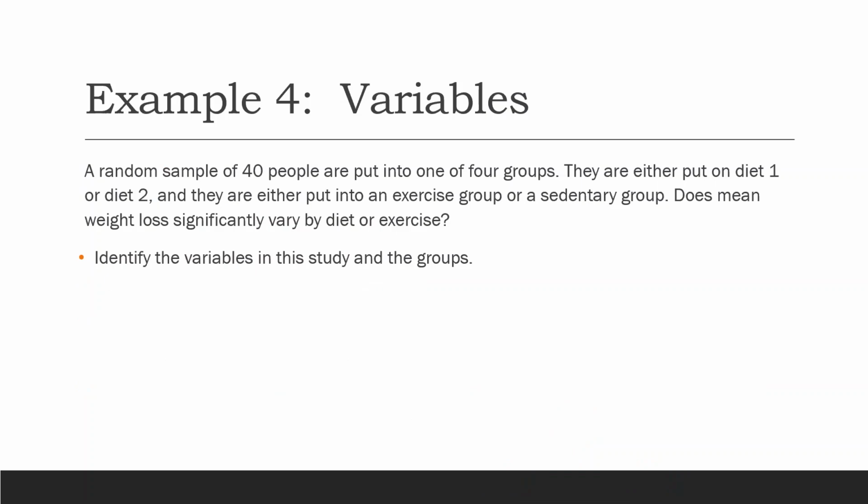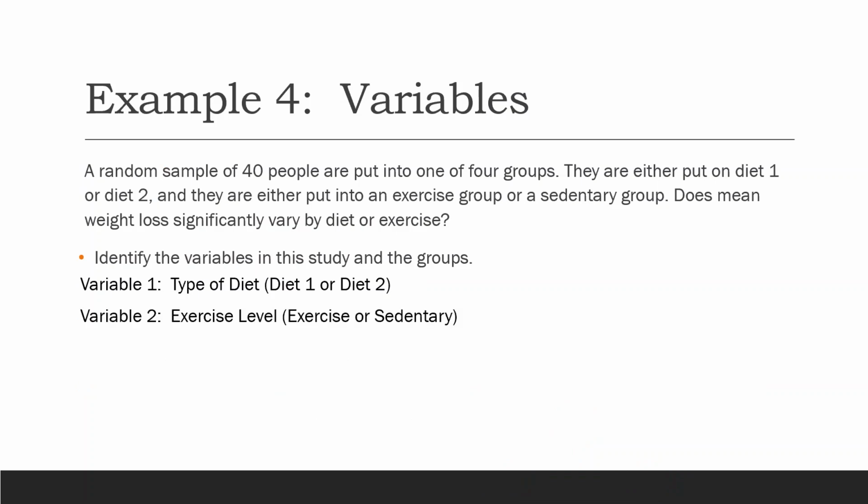And so I'm going to identify the variables, and I'm going to be a little bit more specific because the way the groups are written here, it looks like I don't have any combinations of these variables, but we actually have combinations of these variables here. So one of my variables is variable one, which I'm calling type of diet because the individuals are going to be put in diet 1 or diet 2. The other one, of course, is the exercise level because they're going to be assigned to receive exercise or be sedentary.